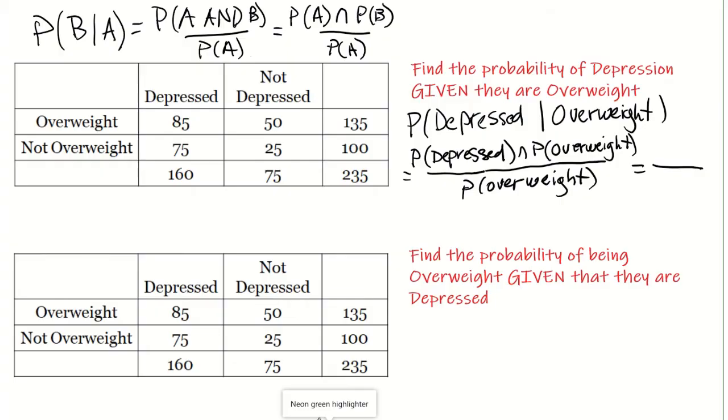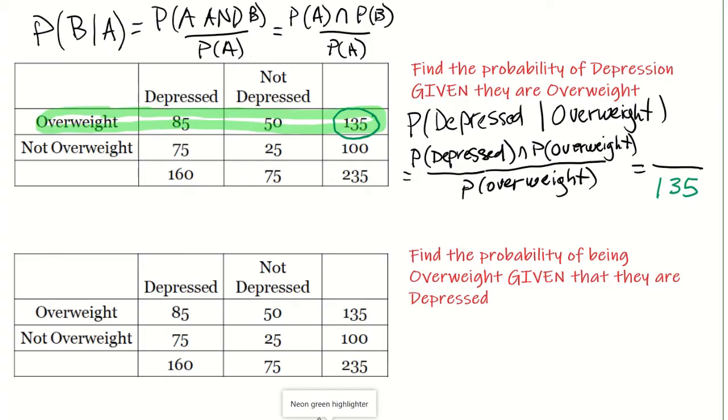So I'm first going to look for my overweight category because that's my denominator. And because I want the probability of overweight, I want to find all of the participants that met that criteria. So that's going to be this right here. So I'm going to put 135 as my denominator. That's the probability of participants that were overweight.